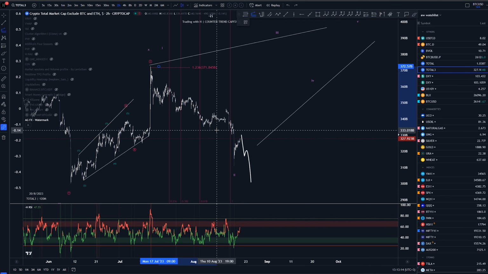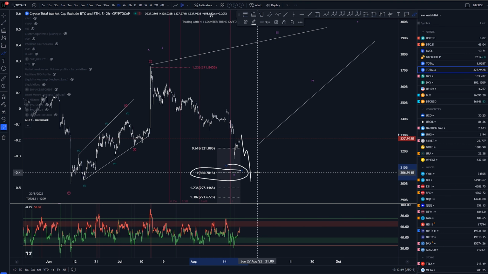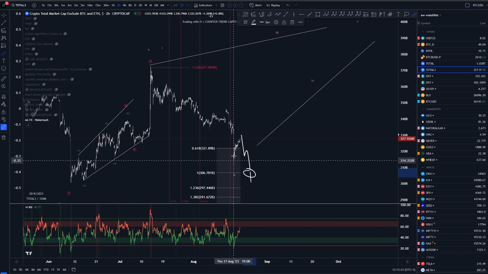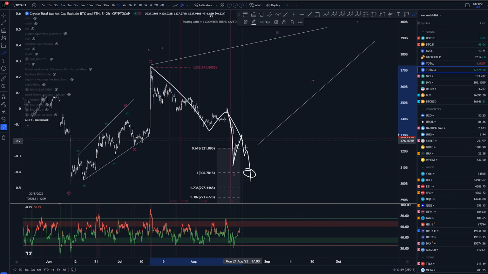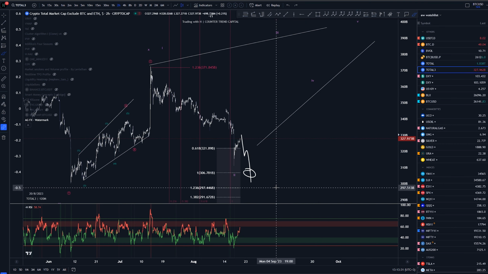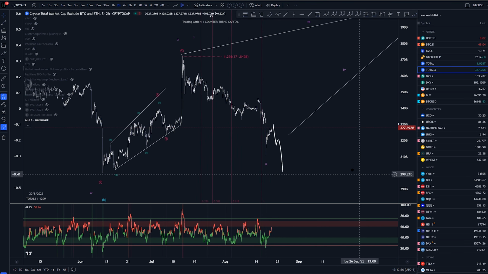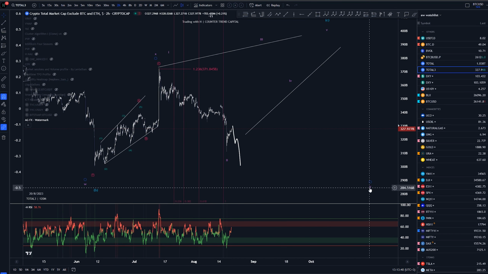If we are looking at the extensions here, we can see that we have not hit the 1-to-1 extension yet. So again, there is a good chance that we would be getting this structure here as some kind of connecting wave for this. And then we would be creating a 3-wave structure, a WXY to the downside. This would be fitting into the higher time frame count, whether this is an X wave or a wave 1 of a diagonal as well.